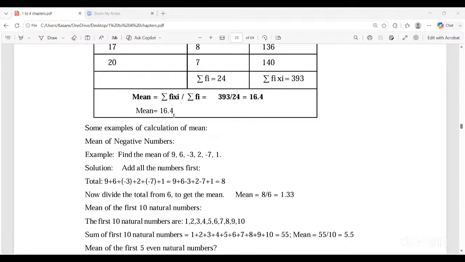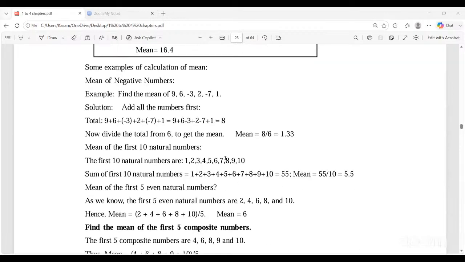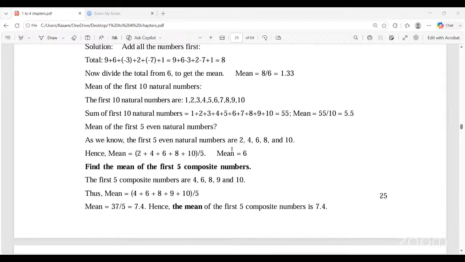So some examples of calculation of mean: 9, 6, minus 3, minus 2, minus 7, 1, 8 are given here. So 8 by the total number, 6, is 1.33. Then 1, 2, 3, 4, 5, 6, 7, 8, 9, 10: the sum is 55, 55 by 10 is 5.5. Mean of the first five even natural numbers: 2, 4, 6, 8, 10. The sum is 30, 30 by 5, that is all. Clear? Any doubt?